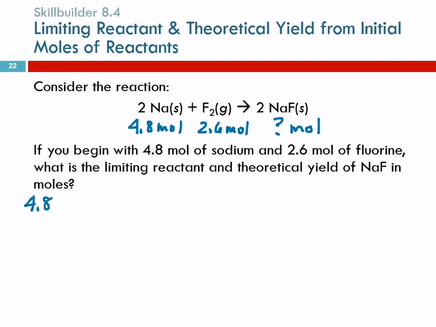So I'm going to take 4.8 moles of sodium, and I'm going to figure out how much product I can make. Again, we're doing the middle of grams to moles to moles to grams. Just moles to moles. Moles of one thing to moles of another. So I want to find out how many moles of sodium fluoride. So I need to divide by moles of sodium.